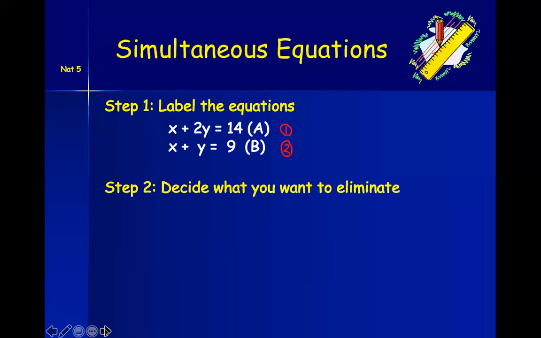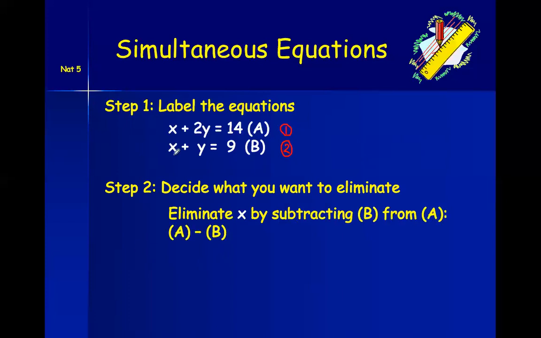So step 2, decide what you want to eliminate. So here, I've decided I'm going to try to eliminate x. If I subtract B from A, like I do A minus B, you can see that x minus x will disappear. 2y minus y will become y, and 14 minus 9 is 5. So we've got our y.